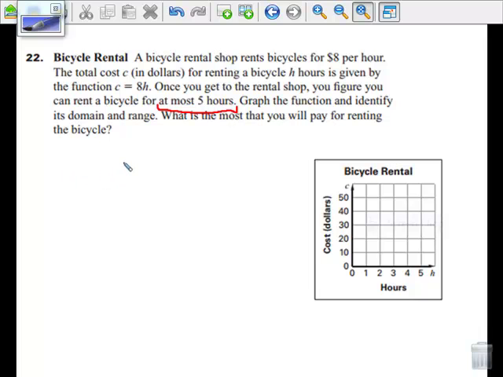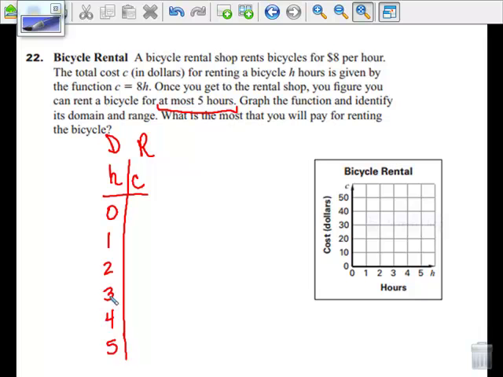So I know that here I have h and c. My input is h, my output is c. So my h are the domain values and the cost, my hours are domain, and the range is the cost. And I could run it for 0 hours or 1 or 2 or 3 or 4 or 5. Now I could run it for 2.5, 3 and 3/4, etc. But again, like I said before, I prefer to go ahead and use the integers when I'm doing this. So let's go ahead and just plug these in. 8 times 0 is 0, and then we have 1 times 8 is 8, 16, 24, 32, and 40.